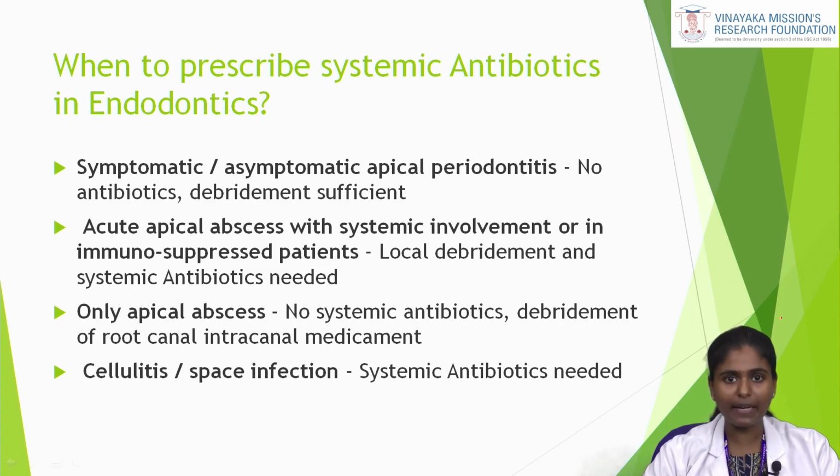Coming to the acute apical abscess, in case of systemic involvement or in immunosuppressed patients, local debridement and systemic antibiotics are needed. In only apical abscesses, no systemic antibiotics, but debridement of the root canal is needed with proper intracanal medicament to be placed. Coming to cellulitis or space infection, which is a serious condition in which it involves all the spaces in the facial area, here systemic antibiotics are definitely needed.